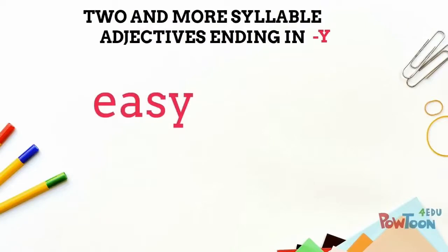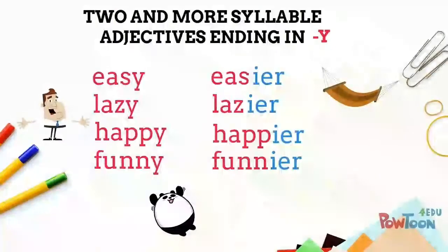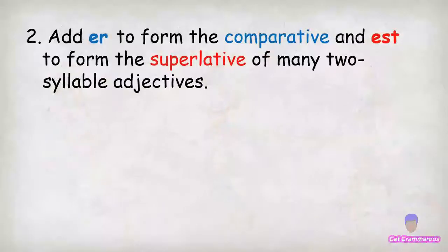If it's a two or more syllable adjective ending in y, you can make its comparative form by changing y into i and adding the suffix -er. Easy, easier. Lazy, lazier. Happy, happier. Funny, funnier.